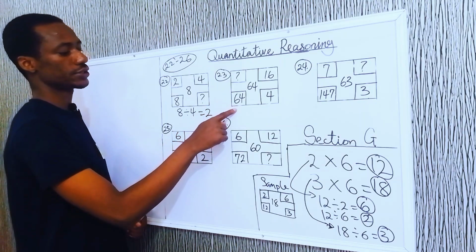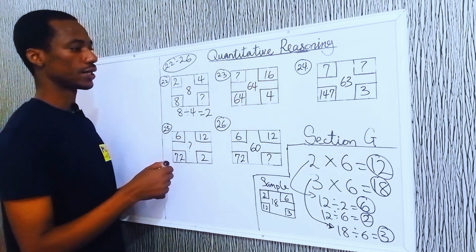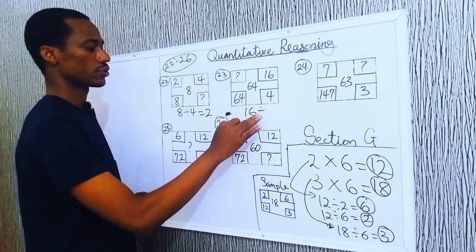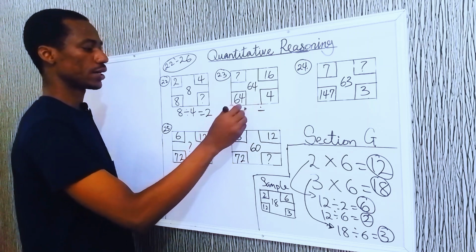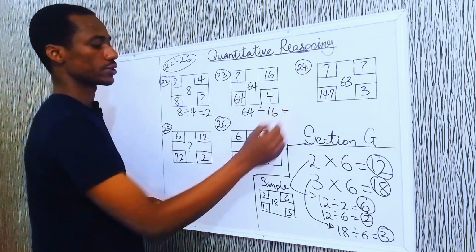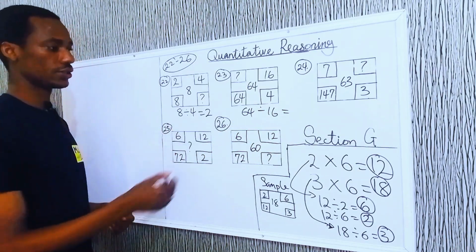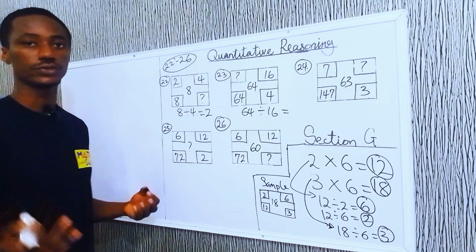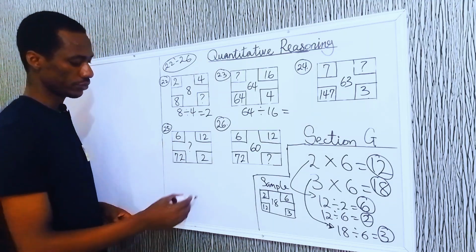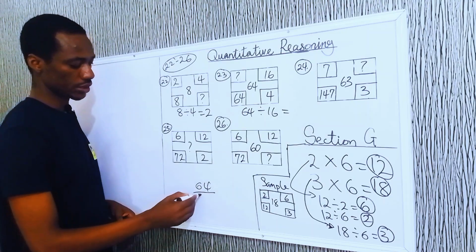So that will be 64 divided by 16. So what we're going to do is 64 divided by 16. All right, if you can't easily figure that out, you can use your division by cancellation or your short division, whichever one is easier for you. But I can easily quickly break it down.